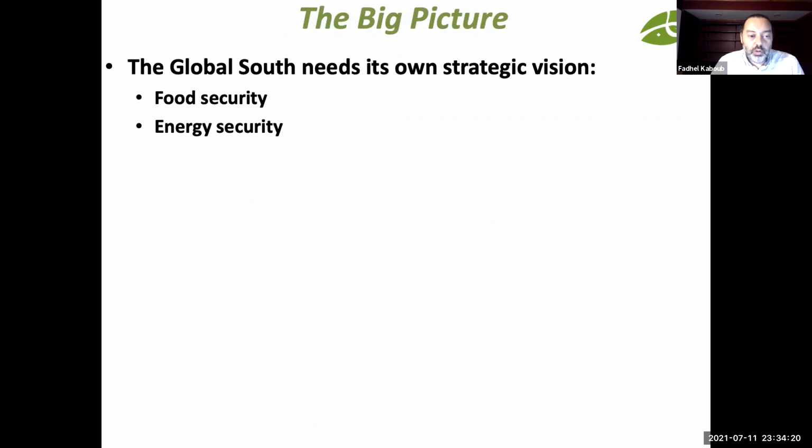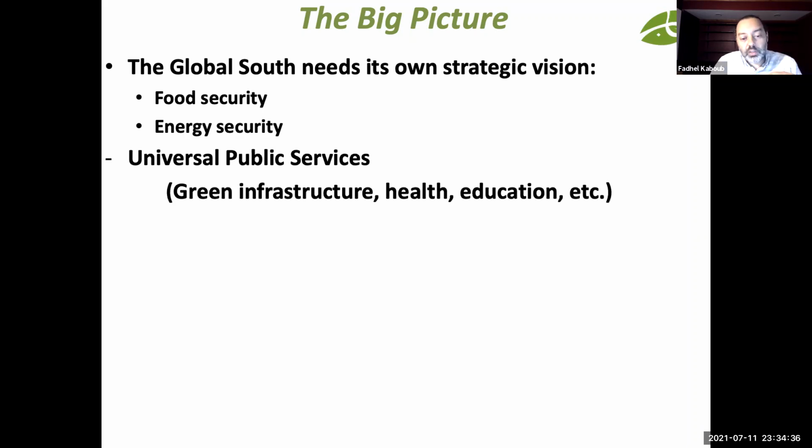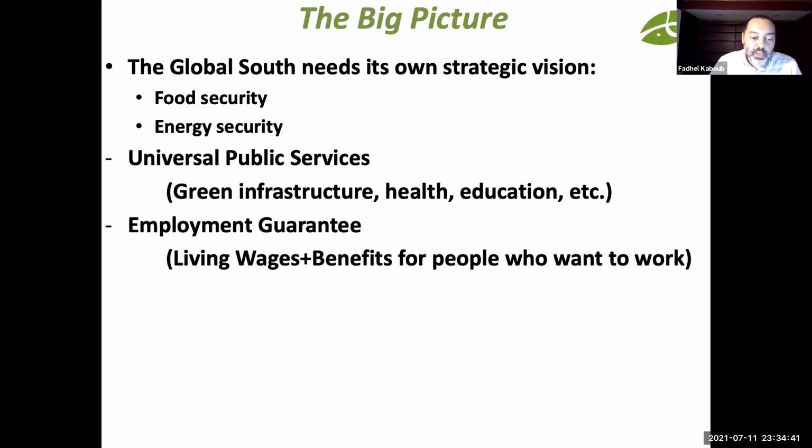The ultimate goal, the big picture here for countries that are able to over time achieve higher and higher degrees of monetary sovereignty, this is the vision. Start with, as I said, food and energy security, and then you can afford to prioritize universal public services, green infrastructure, health, education, and then employment guarantee as that platform to achieve these goals with living wages and benefits for people who want to work. And there's millions of people in the global south who are unemployed and want to work.